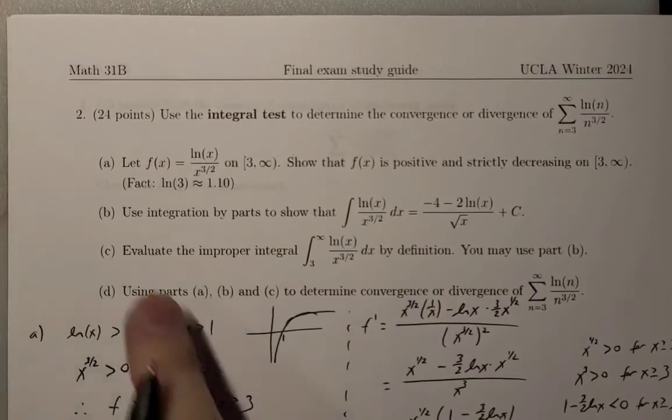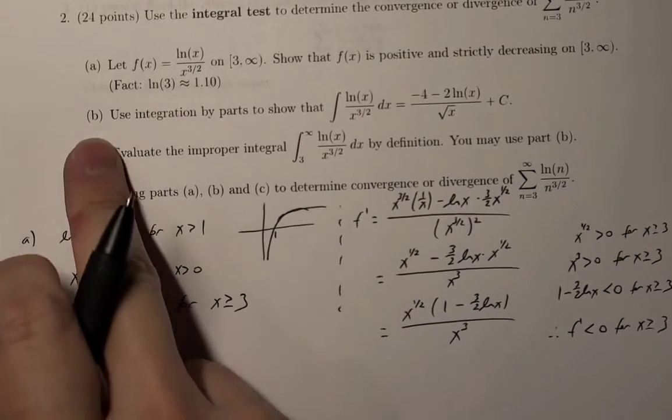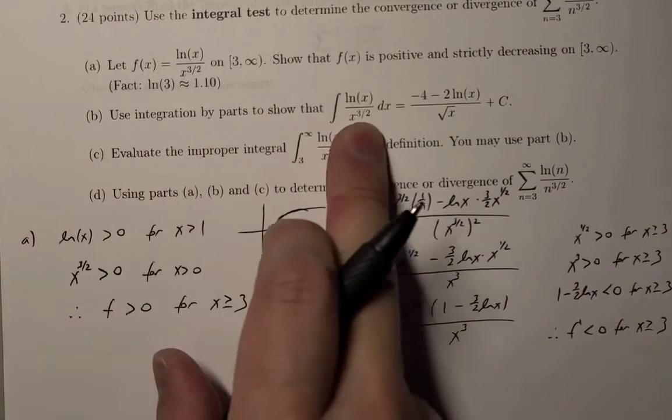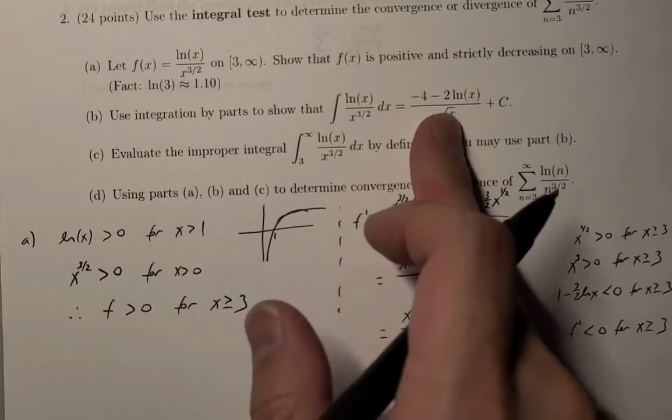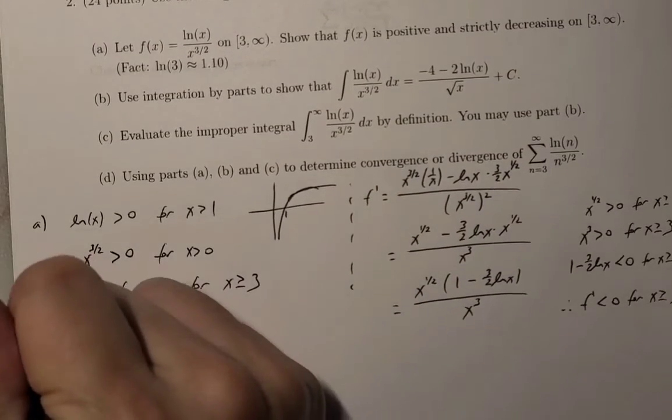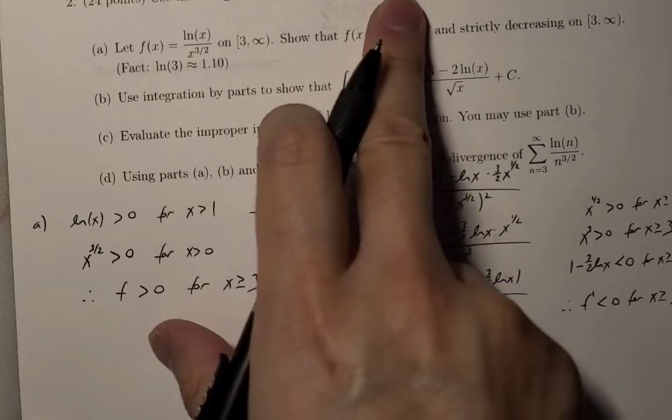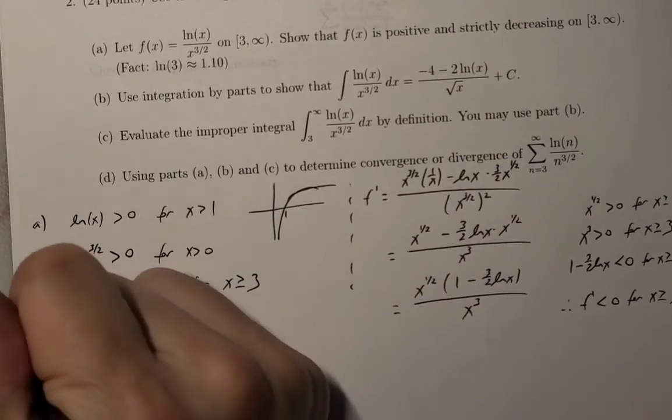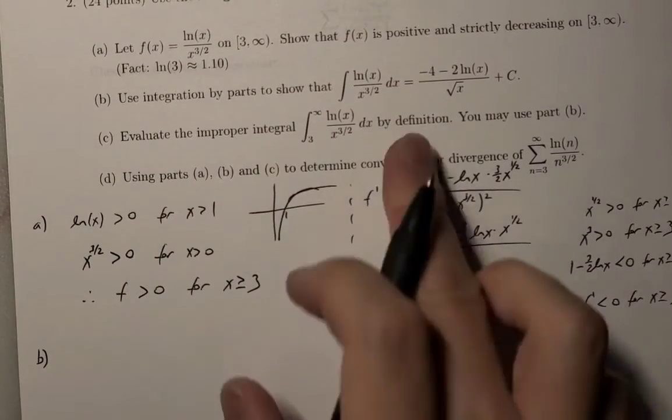Okay, so I showed that this is positive and decreasing. Integration by parts to show this guy, so they even give you the answer already. How nice of them again. This is the easiest type of problem, honestly, because they give you the answers. Okay, so you'll know that you did it right.